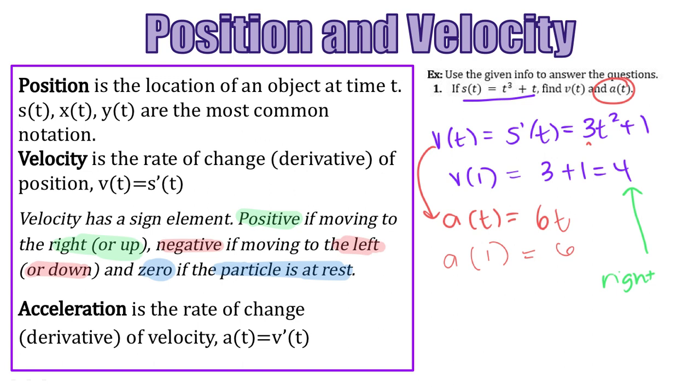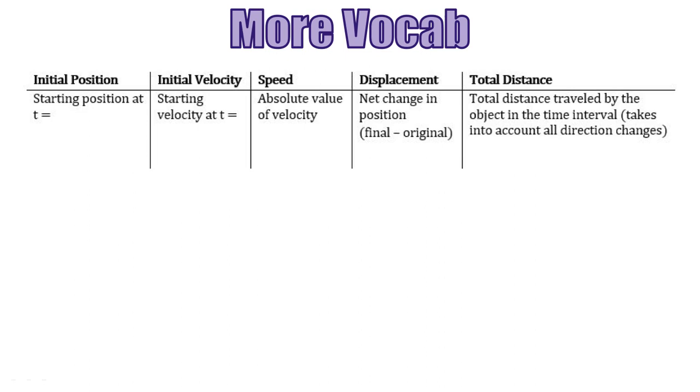So let's tie these things together and add a couple more vocabulary words before we jump into one big example. All right, so initial position is kind of an obvious thing to be talking about. It's where we start, so it would be the starting position at t equals 0. Unless otherwise indicated, if we were looking at what was happening from 30 minutes to an hour, then this initial position or starting position could be different. Same thing with the starting velocity. We're looking for the velocity at t equals 0, or the original velocity.